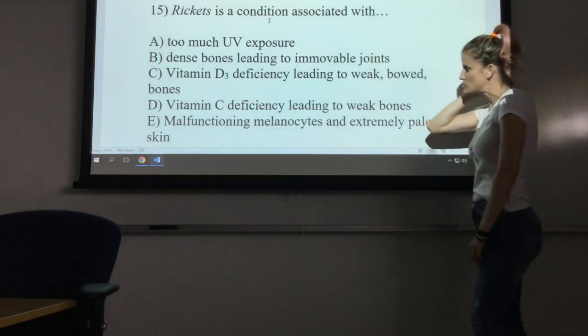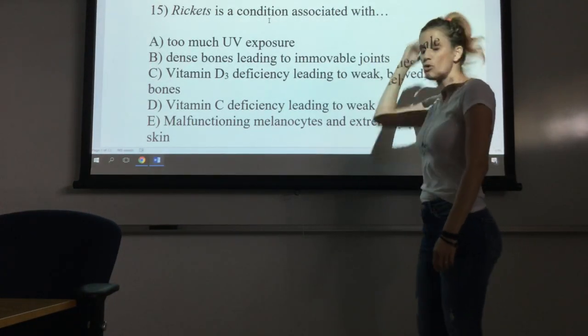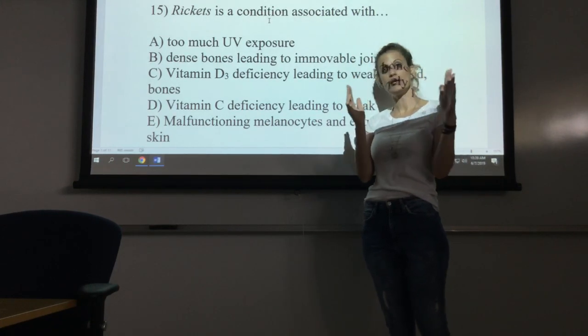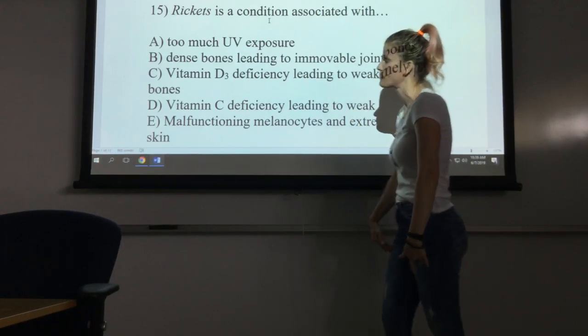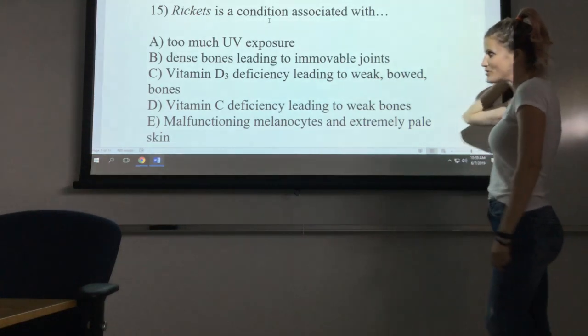Dense bones leading to immovable joints. No, it's actually the opposite. In rickets, the bones are weak. Okay, so they're not strong. They don't hold up to the weight of the body anymore, and they can start to bow and bend, especially the bones of the legs. Vitamin D3 deficiency leading to weak bowed bones.